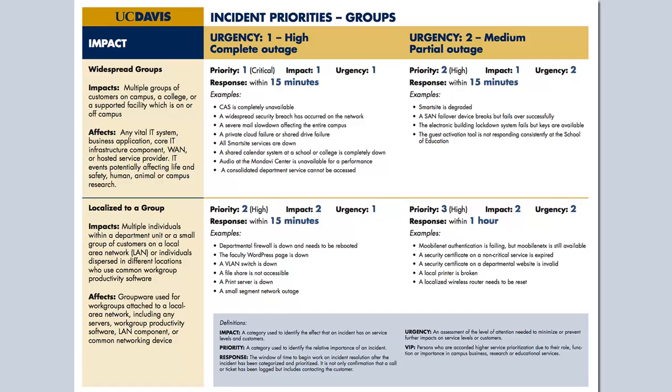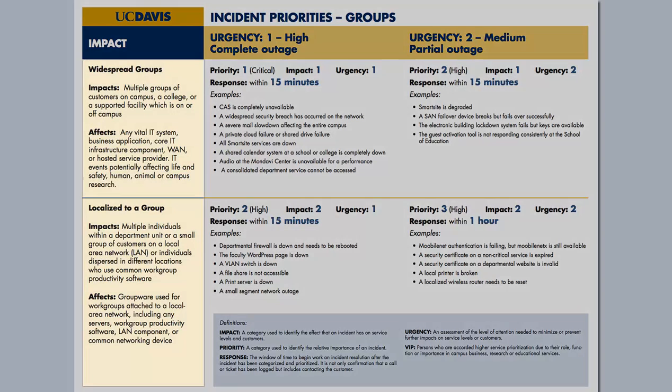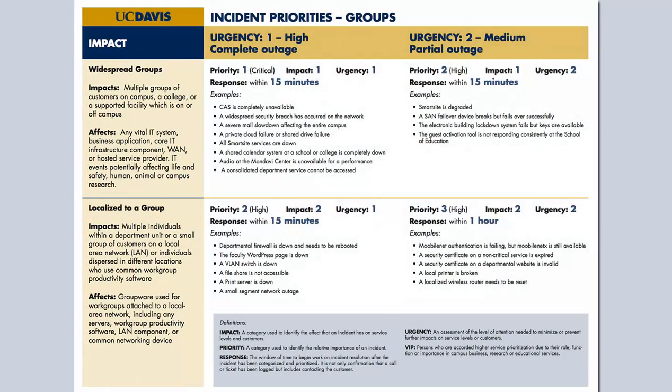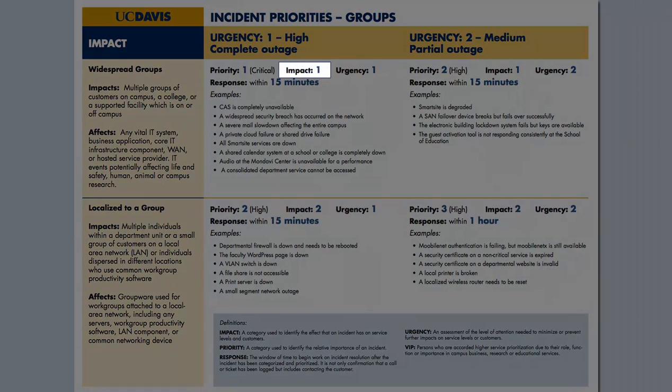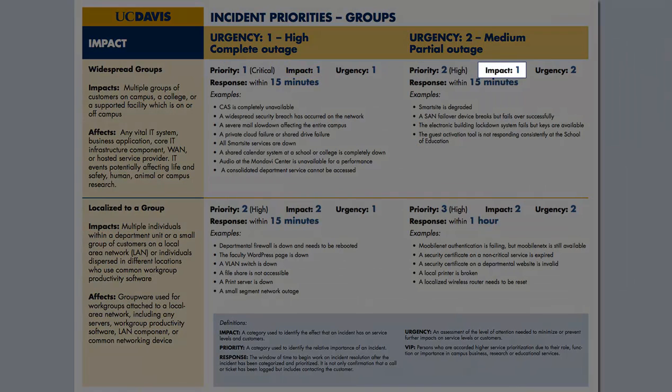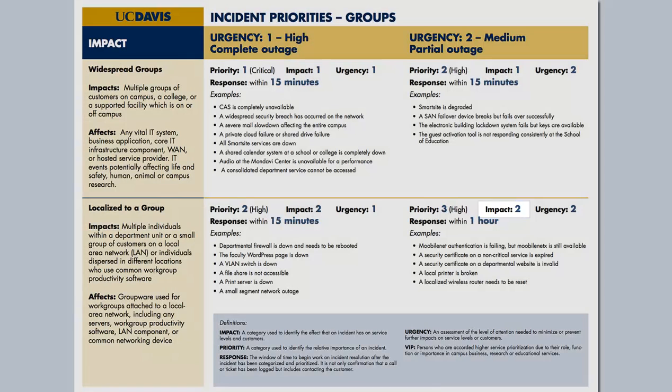Let's examine the response priority criterion. At the top of this handout, you'll find groups. Groups will typically fall into the upper two levels of impact, high and medium. If it's a widespread complete outage, then the impact will be high. If it is just a localized group that is experiencing the issue, for instance, a building distribution facility network switch has failed, or a shared network printer is jammed, then your impact will be medium for a partial outage.